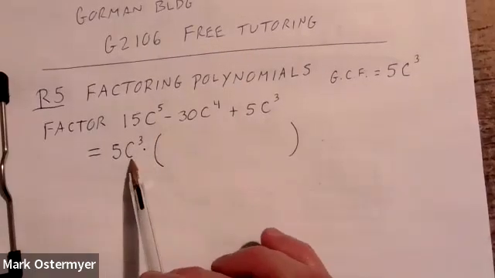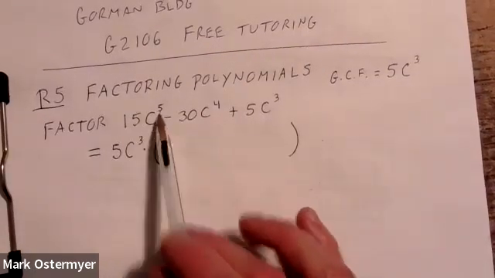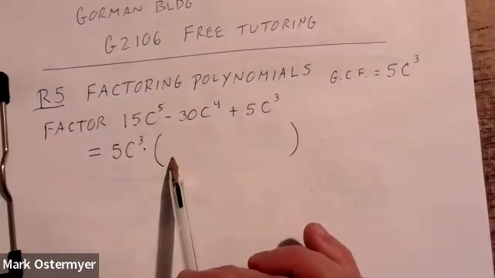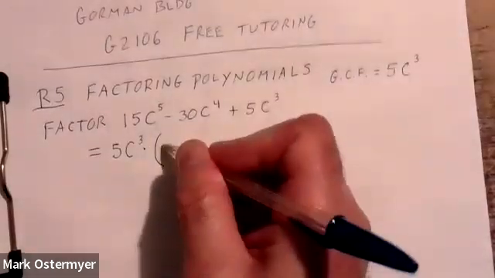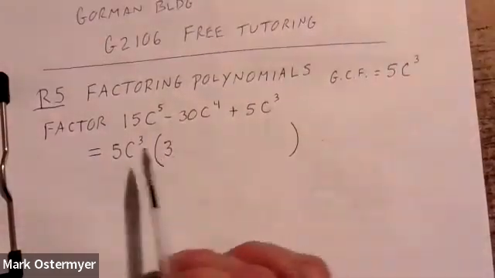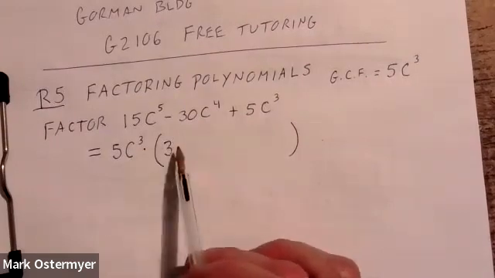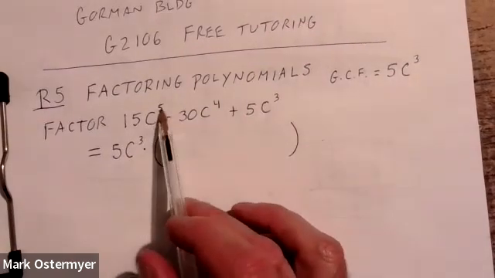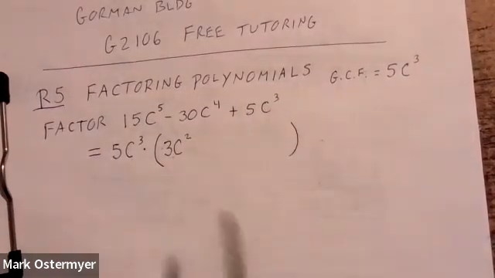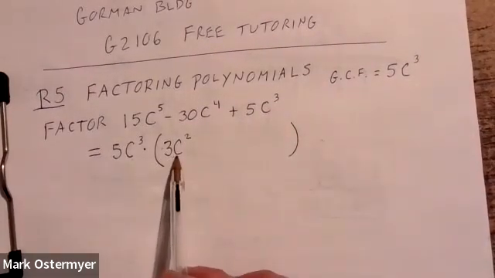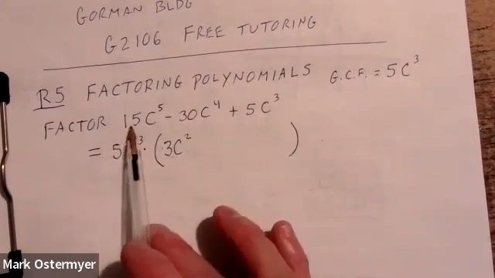Well, when I factor 5c to the 3rd power out of the 15c to the 5th, what am I going to leave behind? Ask yourself, 5 has to be multiplied by what to give you back 15? That would be 3. C to the 3rd power has to be multiplied by how many more c's to give you back c to the 5th power? That would be 2 more factors of c. Does that make sense? I would leave behind 3c squared after factoring 5c cubed out of the first term.